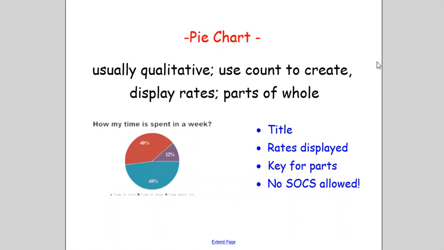If I wanted to do like in your project, and I wanted to tell you how many calories there are in a chicken salad from different restaurants, there is no whole to that data. So that would not be a good use of a pie chart.